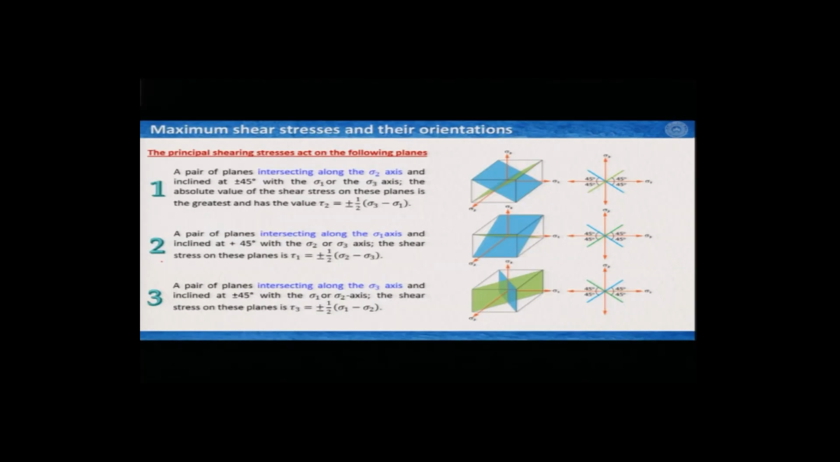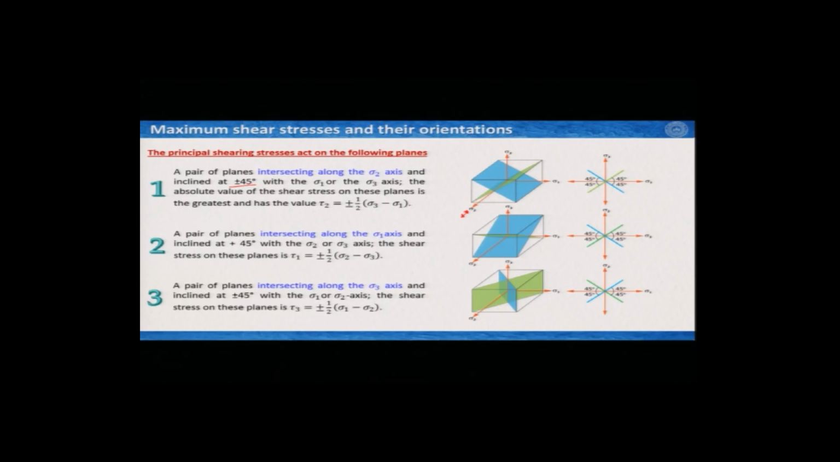And if I consider the shear stresses, then there are 3 possibilities, and these 3 possibilities are shown in point 1, 2 and point 3. Now, in the first possibility you can get a pair of planes which are intersecting along the sigma 2 axis. So, I have these 2 planes, one is blue, one is green, they are intersecting along the sigma 2 axis, okay, and they are inclined to the sigma 2 axis with a value of plus and minus 45 degrees.